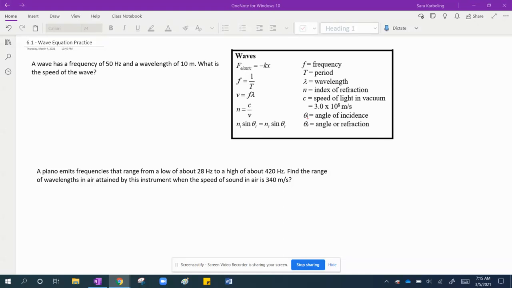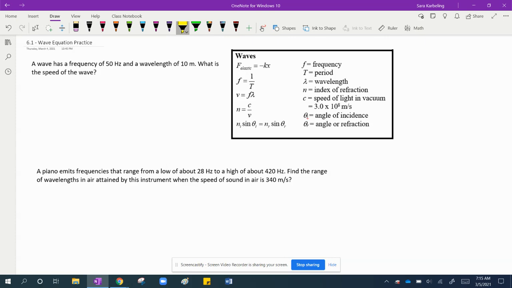Physicists, welcome to some wave equation practice. So hopefully you have gone through the lab that established the wave equation, and now we're going to figure out how to use it. Just a note here that the wave equation is found on your equation sheet.